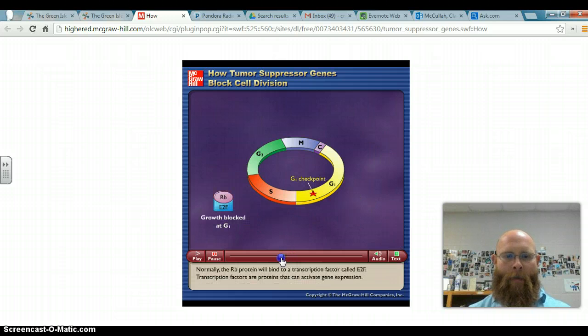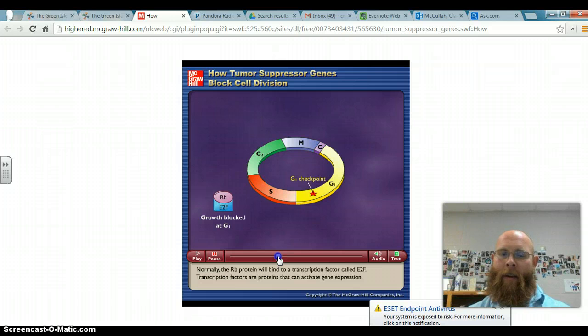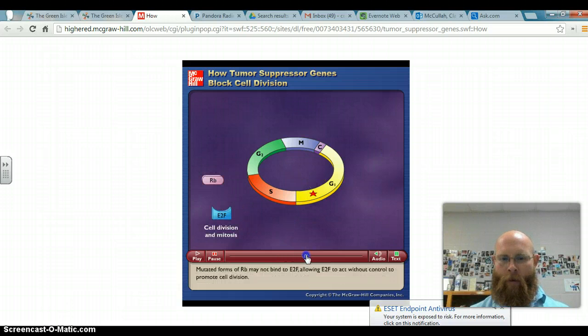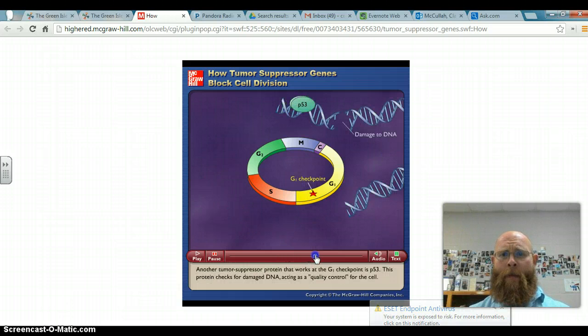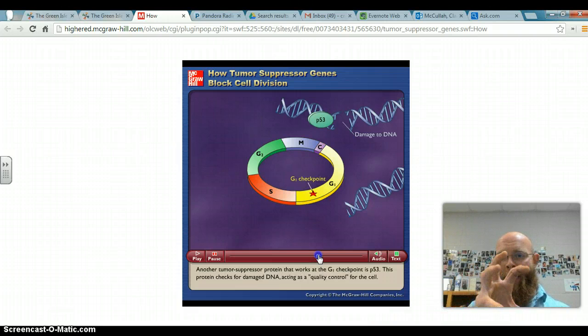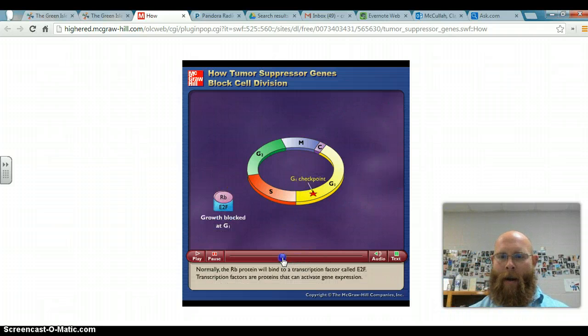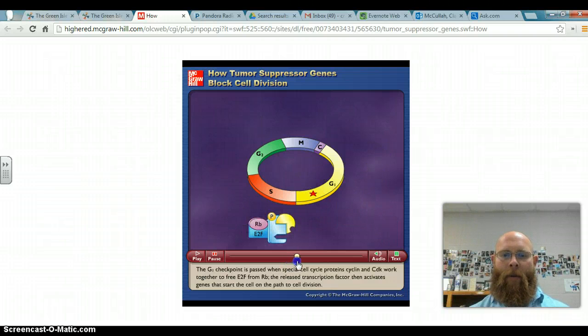Now, backing up, there are some other things that occur when this thing gets frozen. When RB attaches to E2F, it blocks growth. It stops the cycle so that P53, another molecule, has a chance to attach to the DNA and roll over it to make sure there are no errors. If there are no errors, then this event happens: CDK and cyclin connect, they free E2F, and it moves on like normal.